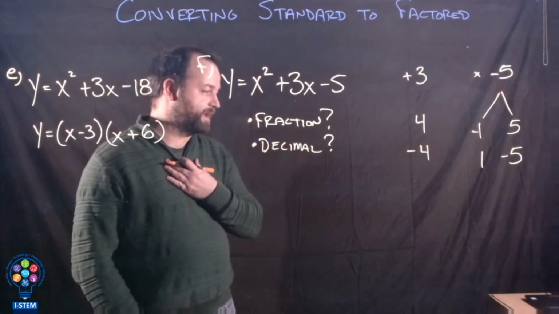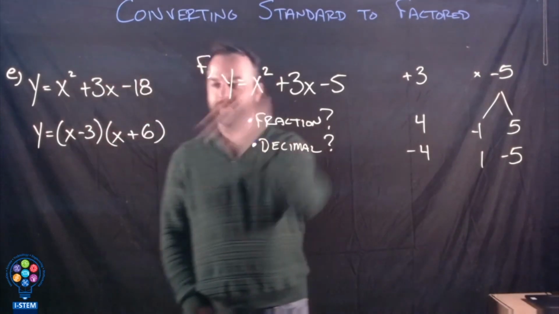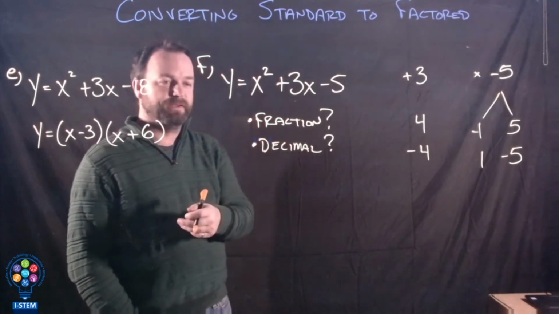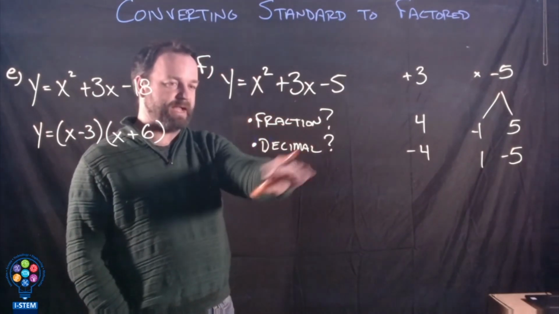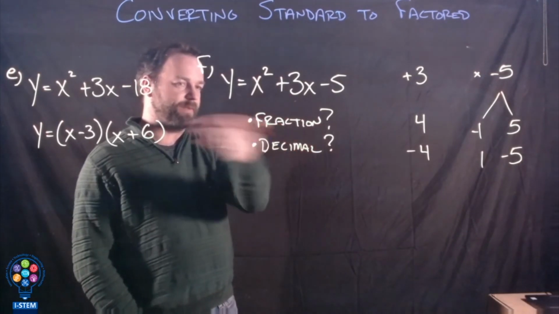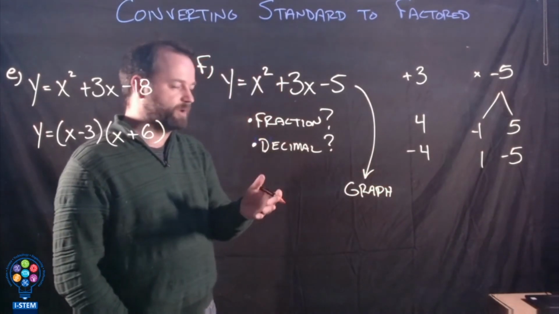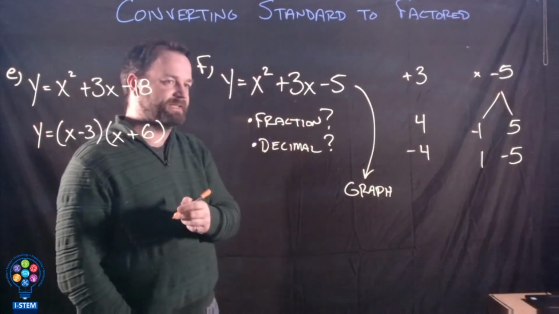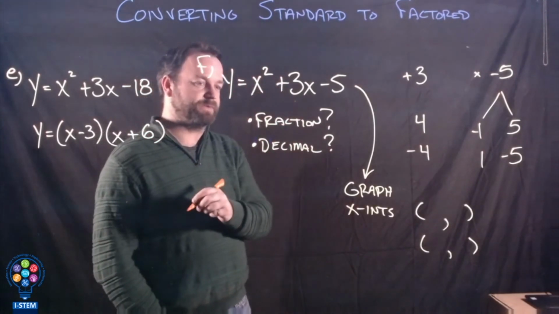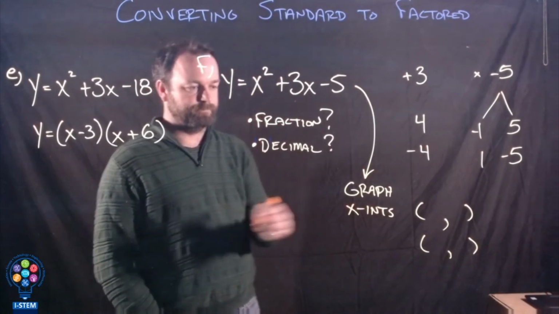I can't think of any off the top of my head. And the whole point of factoring the way we have been factoring today is to make things simple and easy and do things quickly. And if I have to spend a whole bunch of time thinking about fractions and decimals, I might as well do this another way. Can anybody right now go to Desmos and just throw this equation into Desmos and tell me the x-intercepts? So go to Desmos, type in x squared plus 3x minus 5, and I just want to hear what the x-intercepts are.